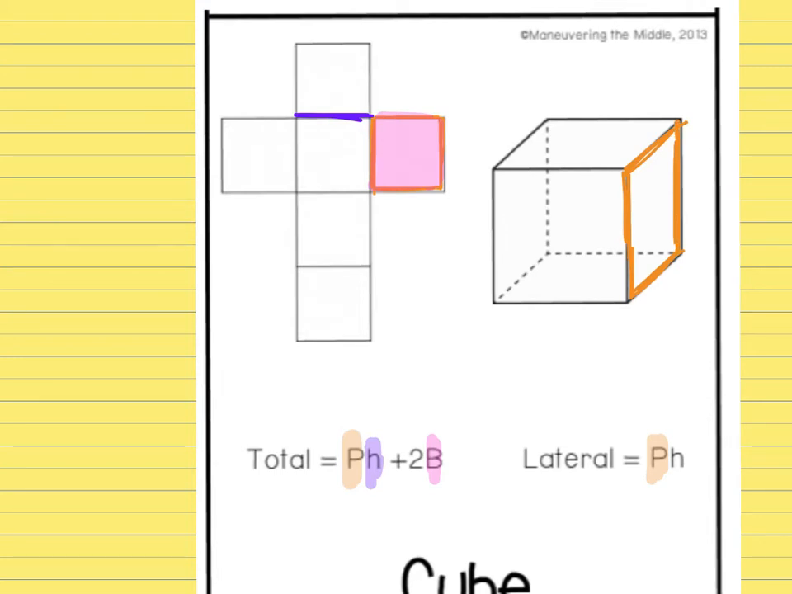Area of the base, if I show that from this view. And then letter H is height, so that would be a line connecting two bases. So if I wanted, I could do this one.